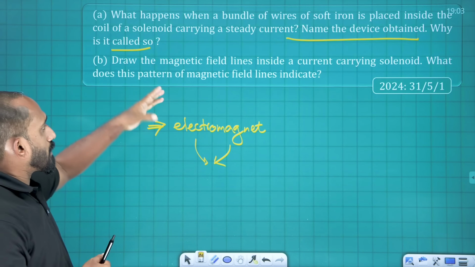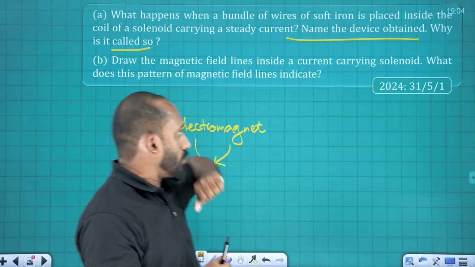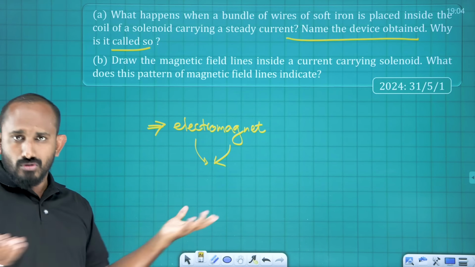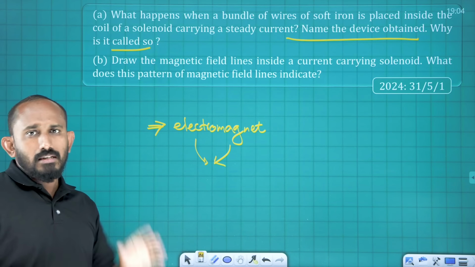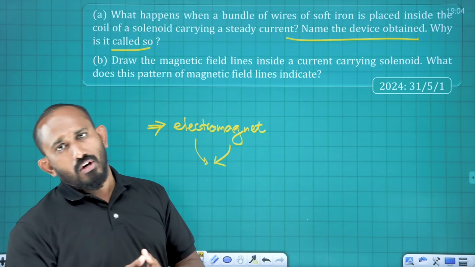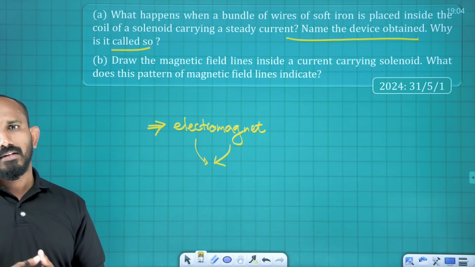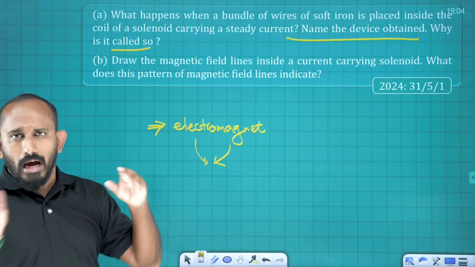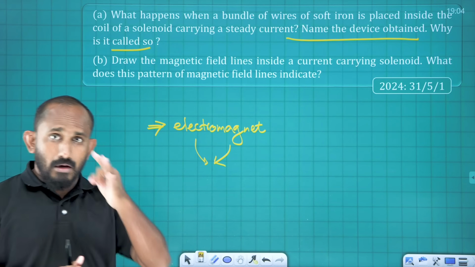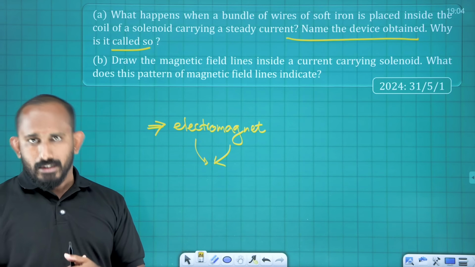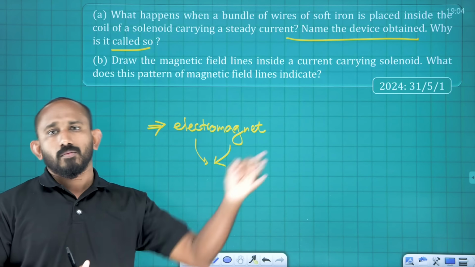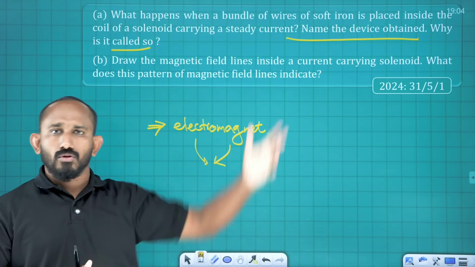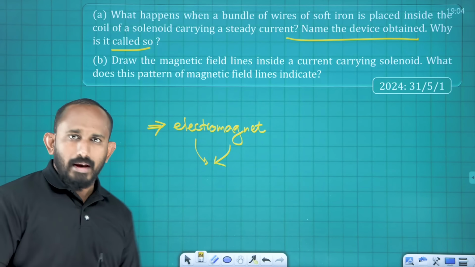Second part, draw the magnetic field lines inside a current carrying solenoid. What does this pattern of magnetic field lines indicate? So of course, the same thing. It shows that there will be a uniform and stronger magnetic field inside the solenoid. Same pattern again. So same concept, the question came in a different way. So you have to add up according to the topics. A 3-mark question on the solenoid. In 2024, 3-mark questions came from this chapter, most of them. Okay, then assertion, reason, like other questions too. Next question, let's see.